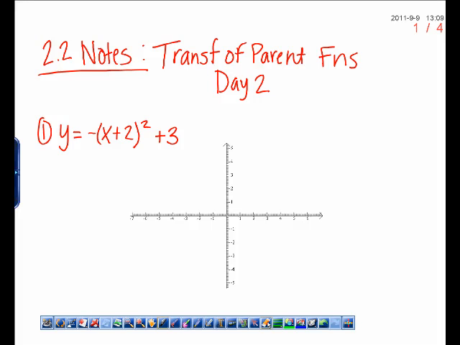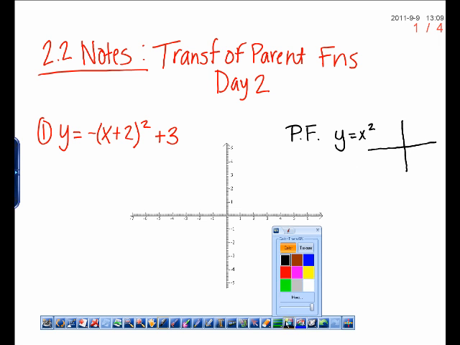Okay, so we're going to start off with this one. Y equals negative x plus 2 squared plus 3. All right, so let's start off by deciding the parent function. What's our parent function? Great. Y equals x squared. Let's think about what the graph of the quadratic parent function looks like. Okay, it's a U. We call it a parabola.